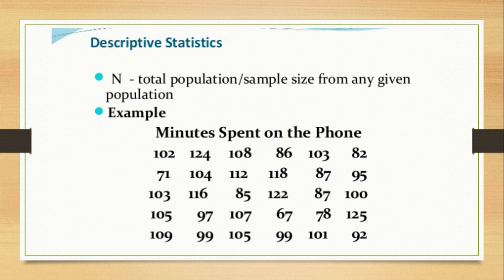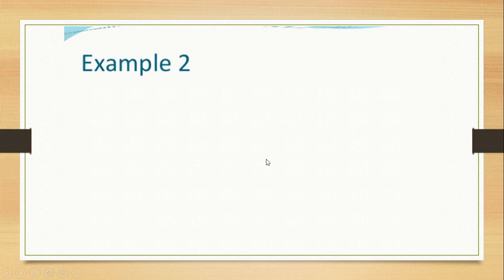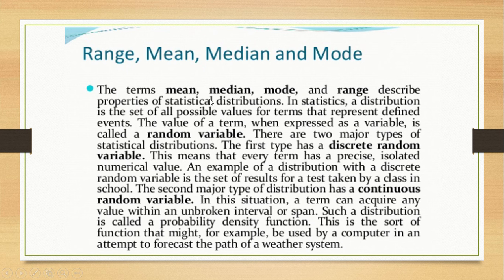So for the descriptive statistics, we have here an example. We have n, the total population size or sample size from any given population. An example of a population is something like this class. Minutes spent on the phone. Here are the data, how many minutes people spend using their phone. That's just an example. Then for those sample populations, we can calculate the range, mean, median, and mode.